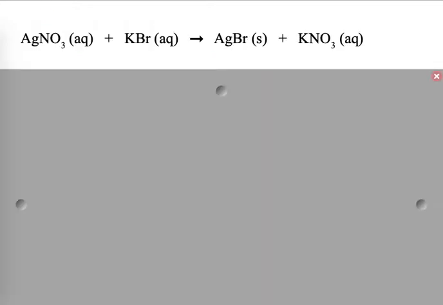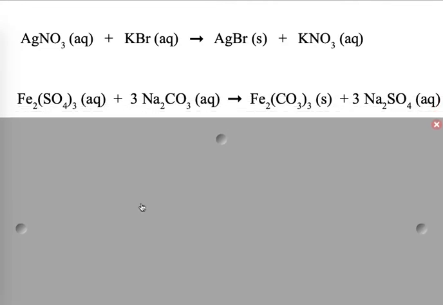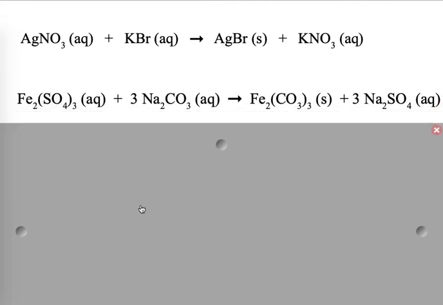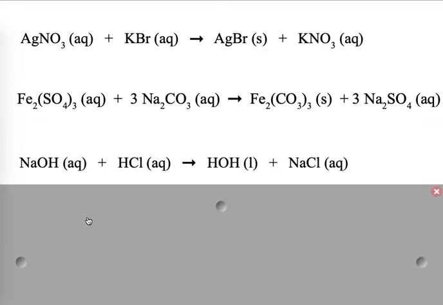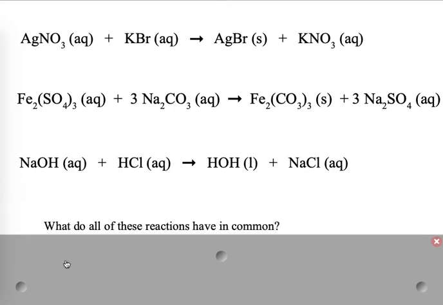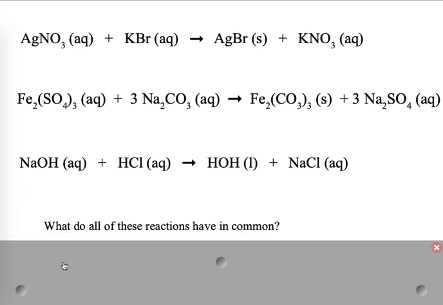For our fourth category, silver 1 nitrate reacts with potassium bromide to form silver 1 bromide plus potassium nitrate. Iron 3 sulfate reacts with sodium carbonate to form iron 3 carbonate plus sodium sulfate. Sodium hydroxide plus hydrochloric acid forms hydrogen hydroxide plus sodium chloride. What do all these reactions have in common?